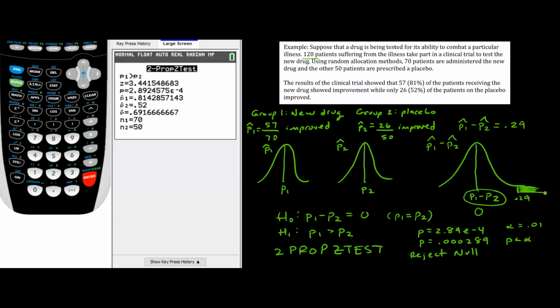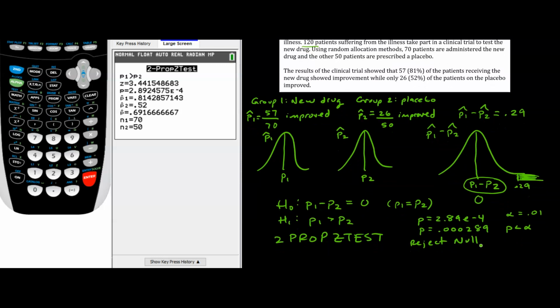We are going to accept that the proportion of people improving on the new drug is greater than the proportion of people improving on the placebo. And so I could scroll down and just write that in real quick. I could say the proportion improving on the new drug is greater than the proportion improving on the placebo.